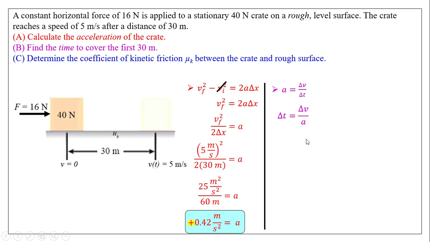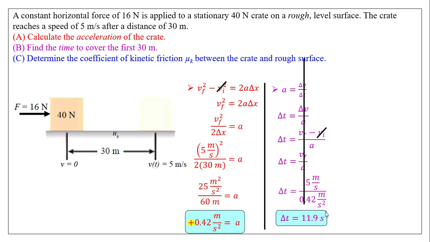We can break up change in velocity as VF minus VI over acceleration. But here we know that VI is 0, so I'm just going to leave that out. Therefore, we know VF is 5 meters per second, and the acceleration that we calculated in part A is 0.42 meters per second squared. So if you do 5 divided by 0.42, you should get a time of about, give or take, 11.9 seconds. Okay, so that's our answer.